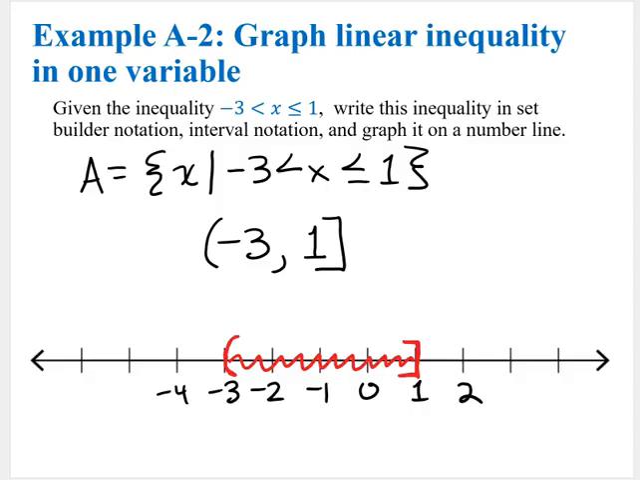Hopefully that helps you when you run into a problem that has the answer must be written in some kind of set notation.